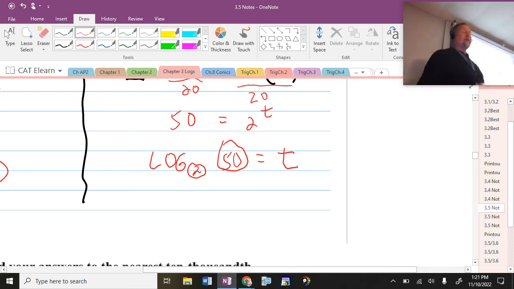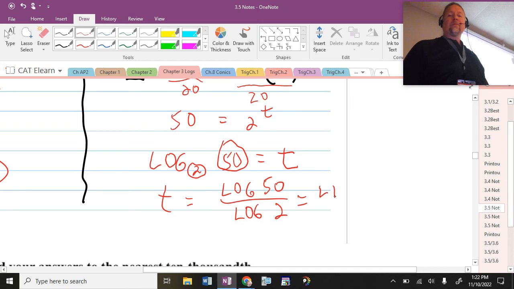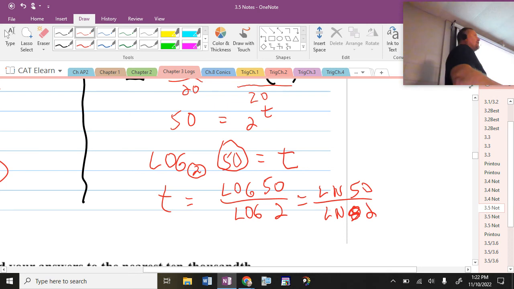Now, how do you evaluate this? You go to your calculator and do the change of base formula. Log 50 over log 2. Or ln 50 over ln 2. Or cheat and use that button that you have in your calculator if you found it. But I really think you need to know the change of base formula. All right, and then what do you end up getting?